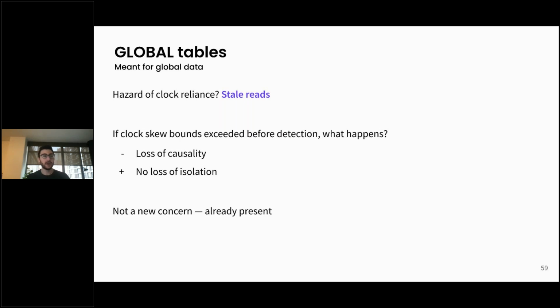But this is actually a hazard that already existed. We talked about it before. So this new use of clocks isn't introducing any new concerns. And again, a subtle point here is that sufficiently skewed clocks can result in violations of linearizability, but not in violations of serializability. In other words, causality is enforced through clocks, but isolation is not.